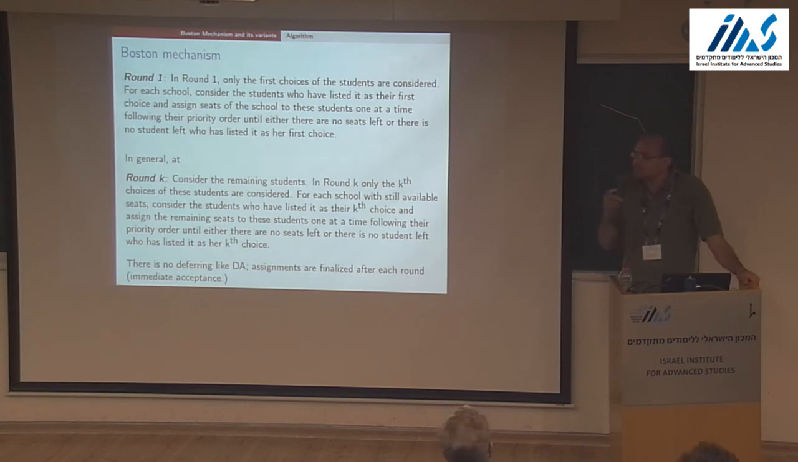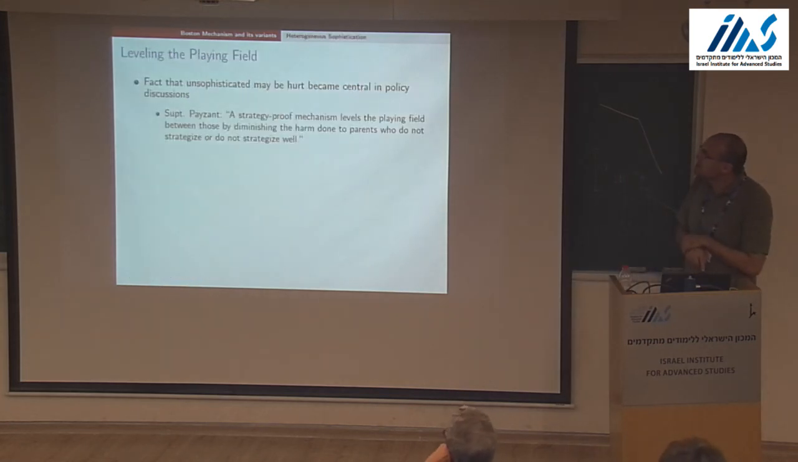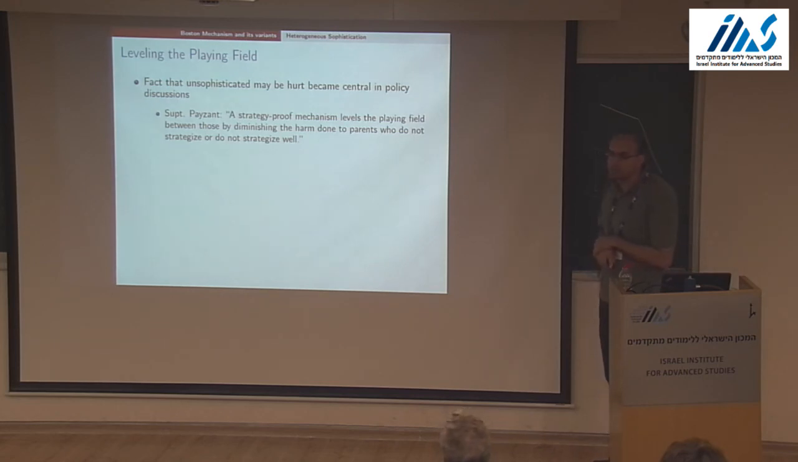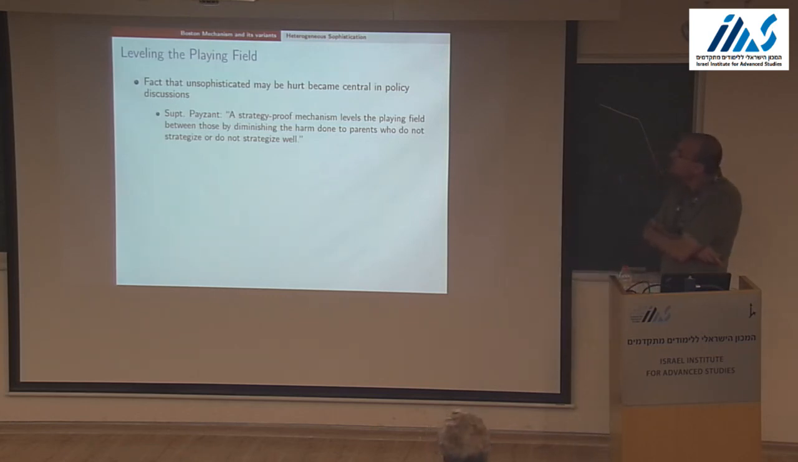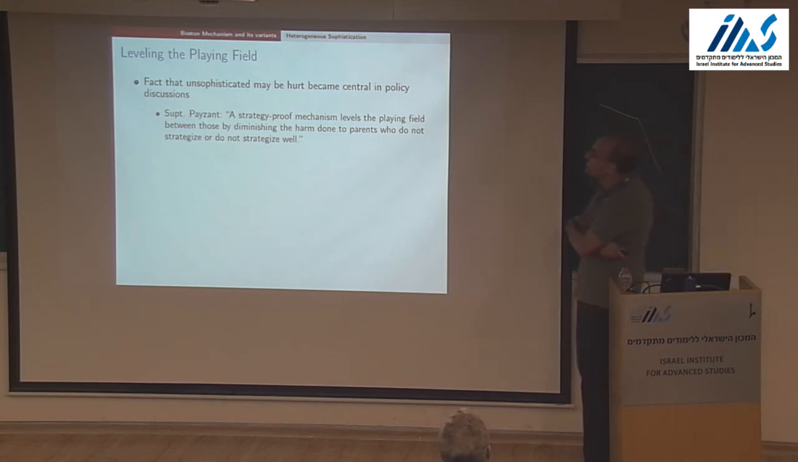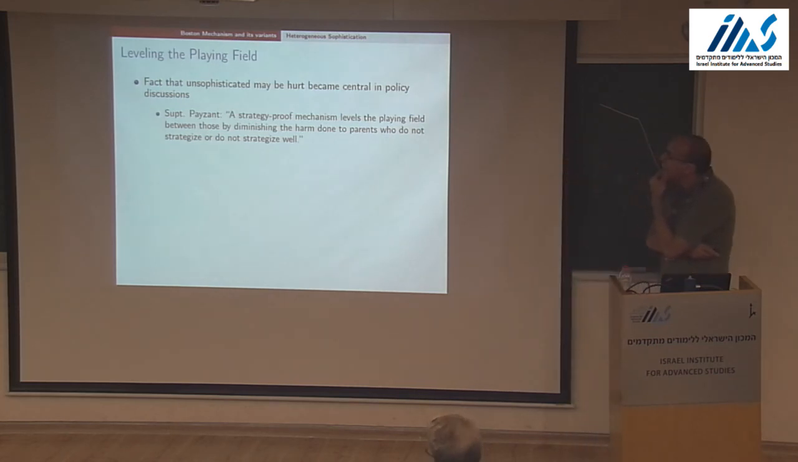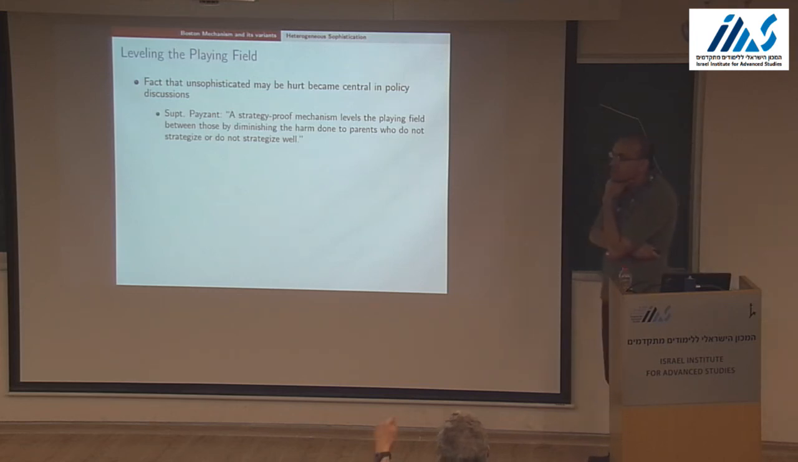I have yet another rationale that I'm going to give you for why Boston may continue to persist, okay? And that has to do with the political economy of having a manipulable mechanism. So suppose we have players who are sophisticated and those who are not sophisticated. One of the comments that the superintendent of Boston made about the debate in the assignment mechanism that took place in the 2000s is the following. Superintendents don't talk like this, so this is definitely after a lot of interaction with people who study this, but he said the following point, which I think resonates: a strategy-proof mechanism levels the playing field by diminishing the harm done to parents who do not strategize or do not strategize well. So he's thinking about protecting the innocent as a rationale.